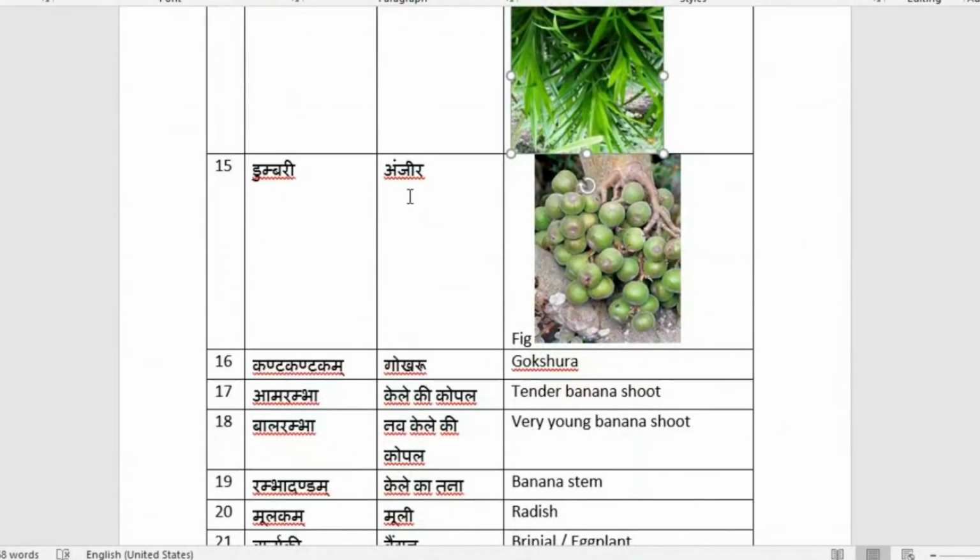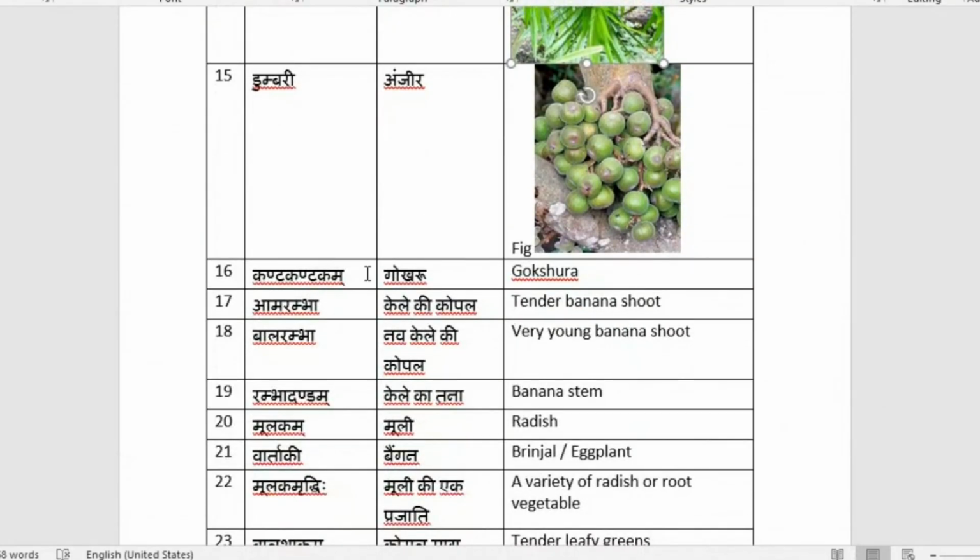Dumbari is fig or anjeer. This is common. Then is Kantakantakam. Now again, Kantakantakam, in some it is called cholai, and in some it is called gokhru, that is gokshura. Which one is correct? Let's not go into that. Remember the Sanskrit word, Kantakantakam.